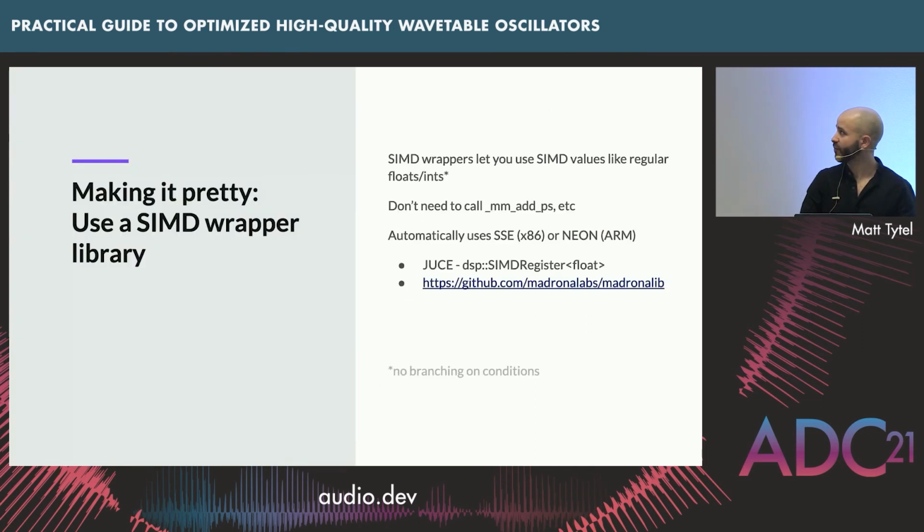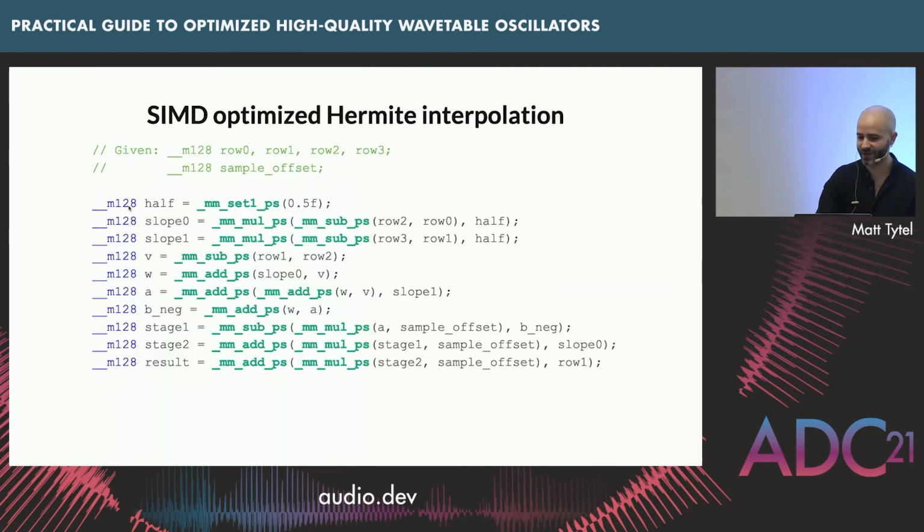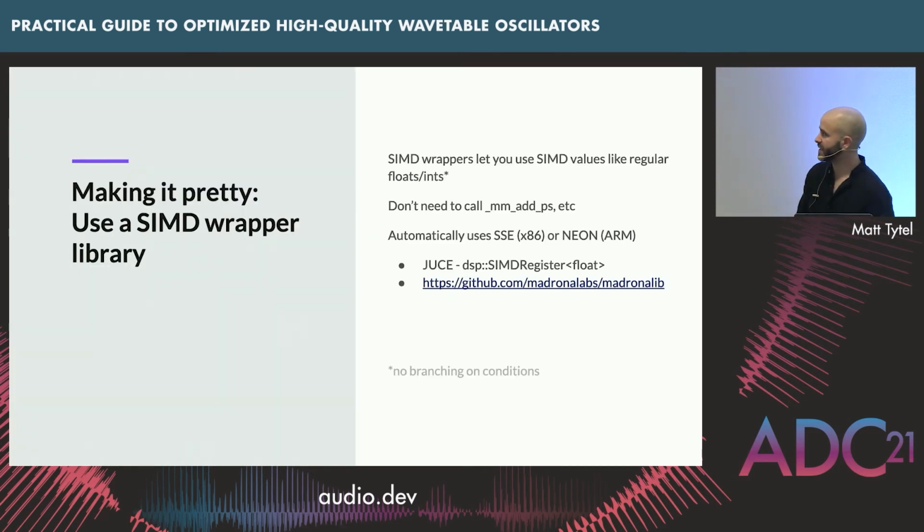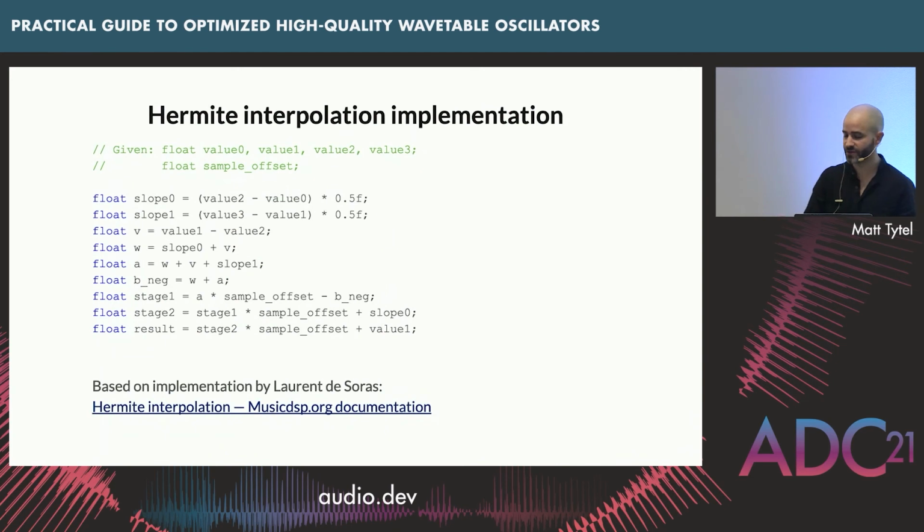Okay, I have one other thing. This is more of a thing to note: I'm not going to go into how to do this, but there are SIMD wrappers out there. What they do is they let you treat those values, like this M128 and these functions, like floats. So the code will look like the original here. You can actually subtract them and multiply them together.